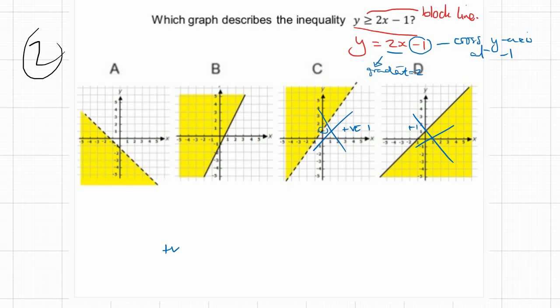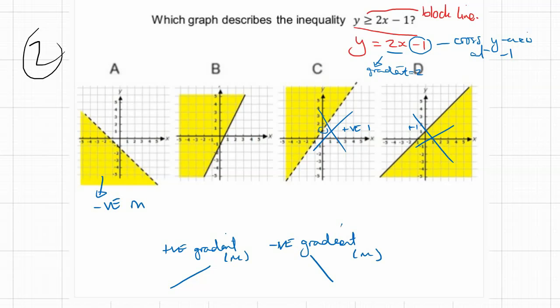So remember, positive gradient is going to go up like this, and a negative gradient is going to go down the stairs like this. This is obviously a negative gradient. I'm going to put m. M is what we use for gradient. Just saves me writing it out. So by process of elimination, we know this one's going to be true. But let's just go through the full question, because we're not out here just to process of eliminate. We want to be able to do these questions when we don't have a multiple choice in front of us.